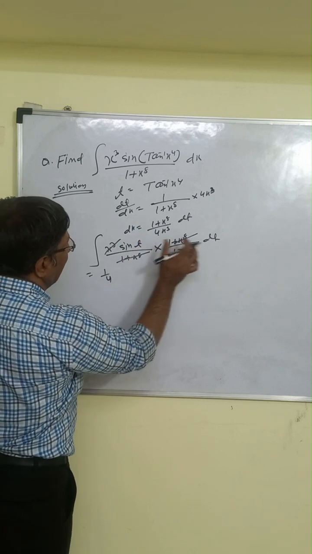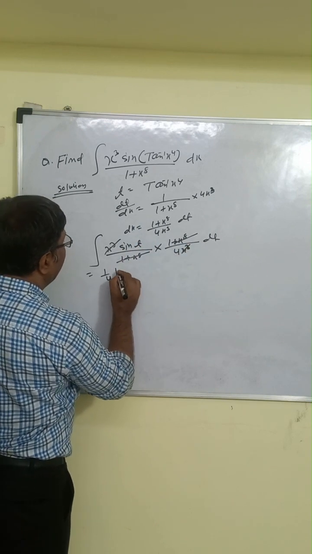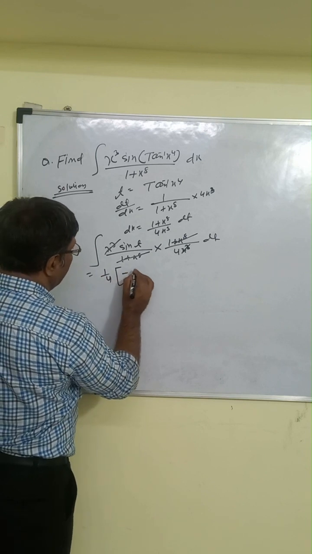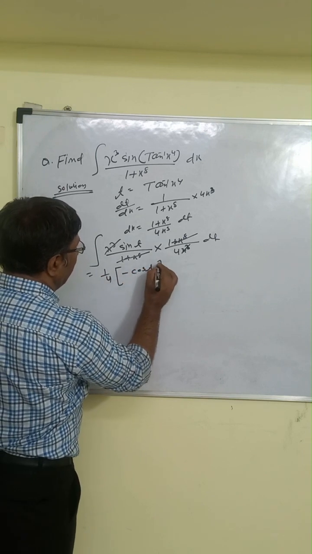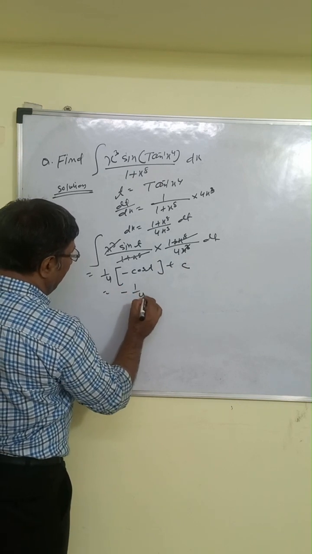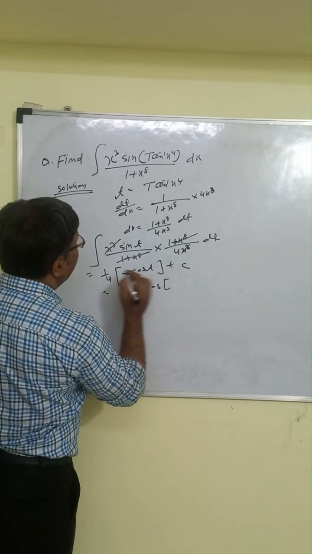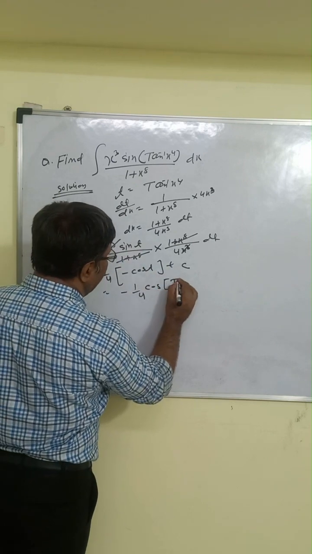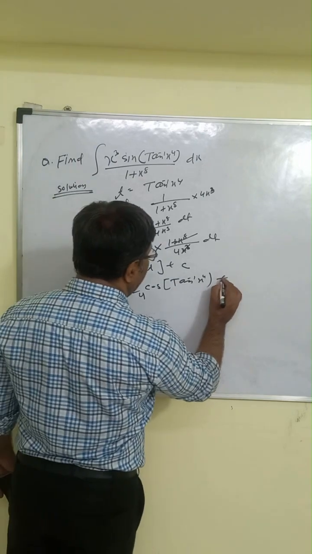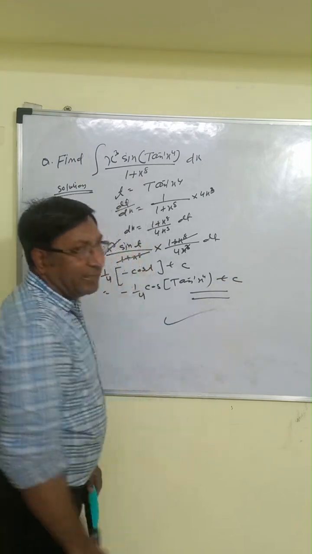Now integration of sin t. So you know integration of sin t is what? That is minus cos t. So this is minus cos t plus c. So we can write minus 1 by 4 cos, and t is what? tan inverse x to the power 4. So we can write minus 1 by 4 cos of tan inverse x to the power 4, plus c. This is our correct answer.